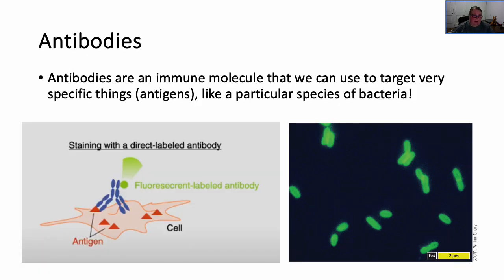Okay, so we need to talk about antibodies. Antibodies are immune molecules, so they're proteins, and they have a very distinct Y shape. As we see here, we have this Y. At this end of the Y, we call this the tail. This is a fluorophore, our glowing molecule. This is what's going to allow us to see it underneath a fluorescent microscope.